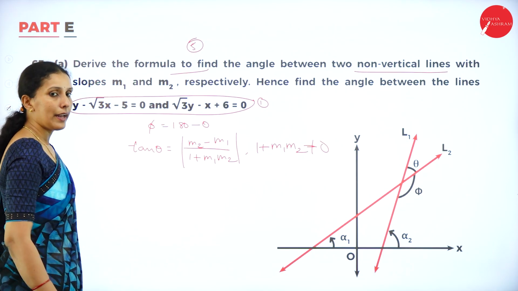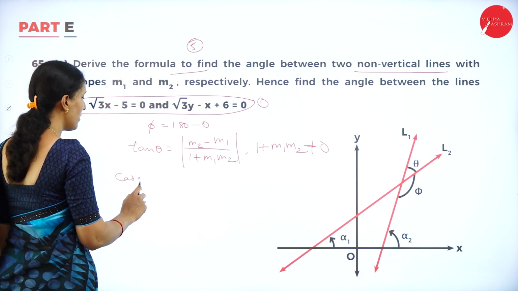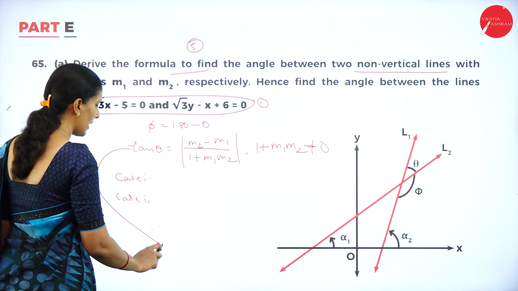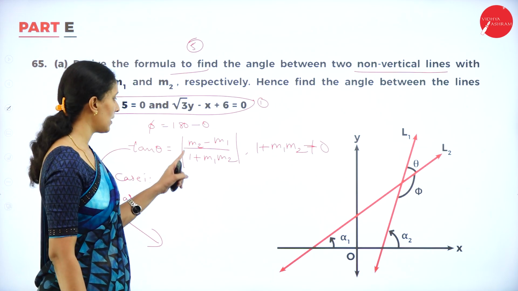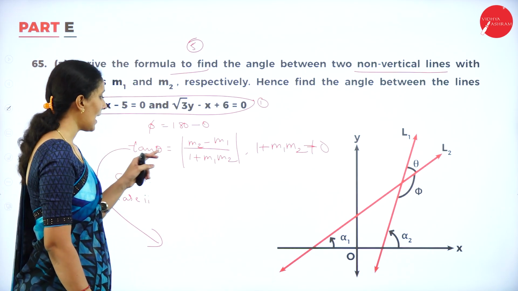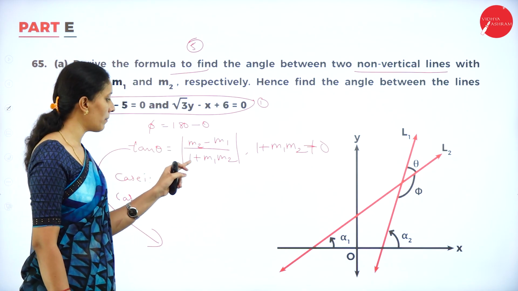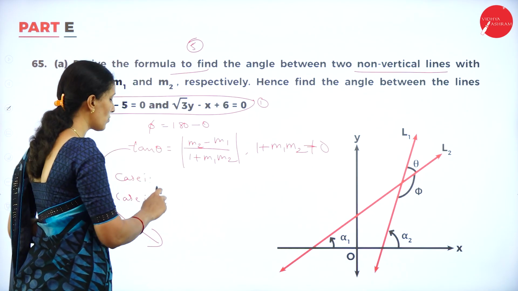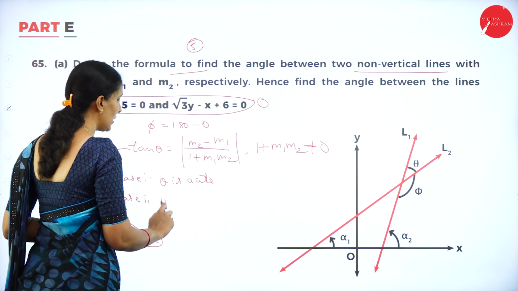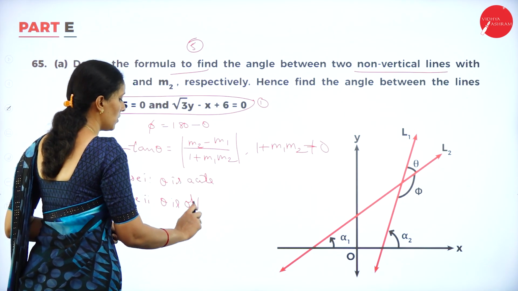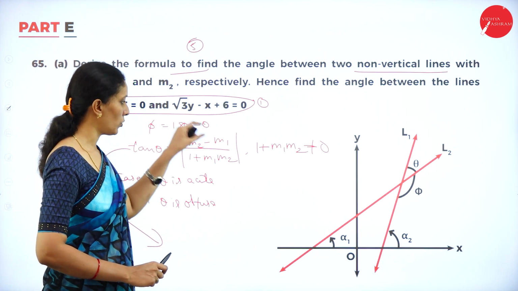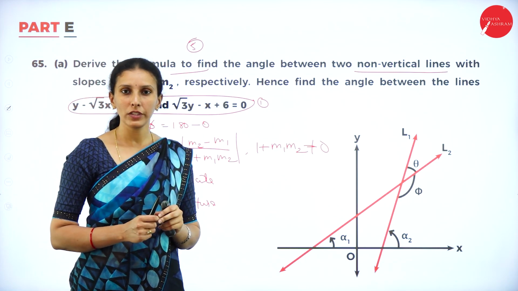Next we need to prove case 1 as well as case 2 and conclude the statement, that is tan theta is equal to m2 minus m1 divided by 1 plus m1 m2. Case 1 is when theta is acute, and case 2 is when theta is obtuse. So we need to check the formula for both cases and show that this is the angle between two lines.